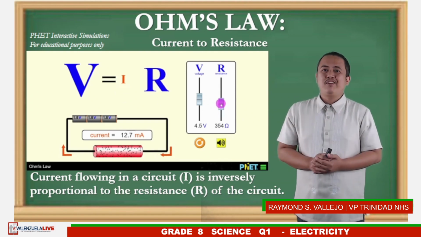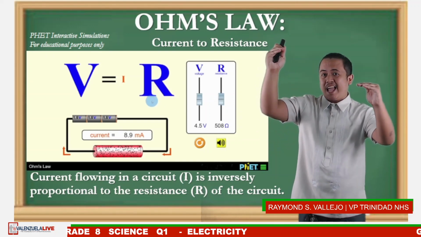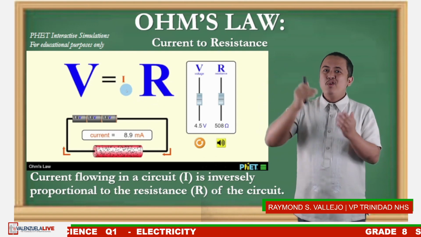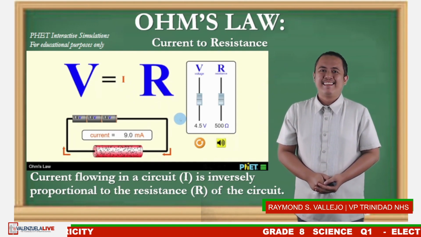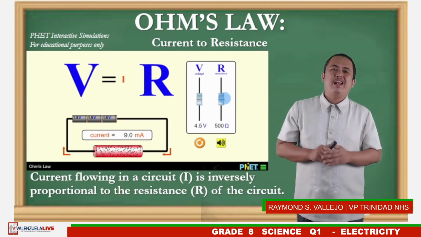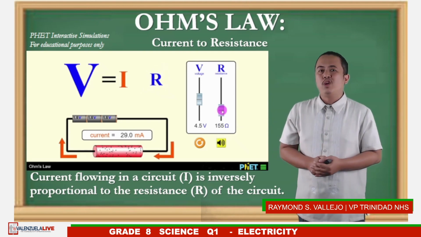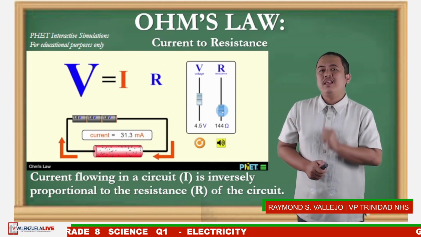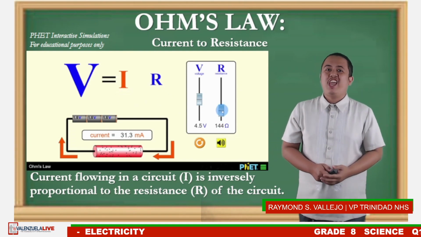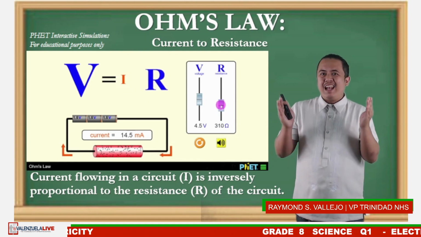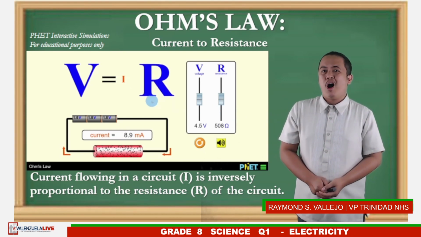So if you answer that current increases as the resistance decreases, you got the correct answer. So remember that the relationships I mentioned a while ago apply under Ohm's law, provided that temperature remains constant or it does not change. Now, let's proceed to solving word problems related to Ohm's law.